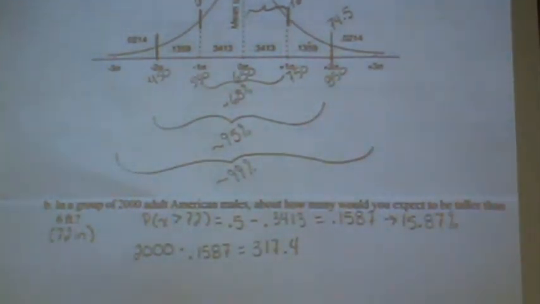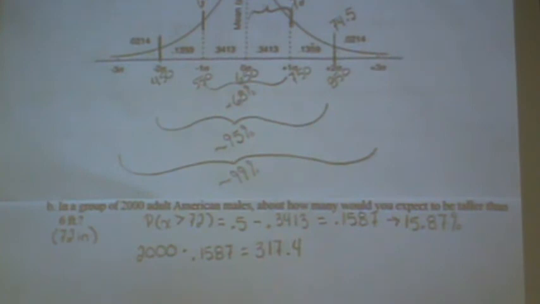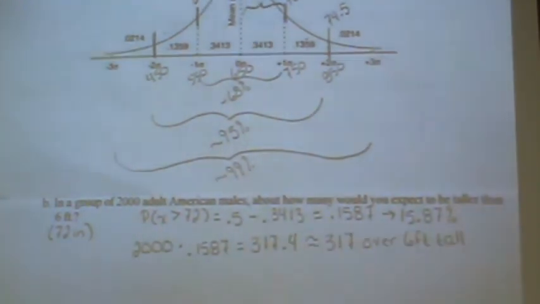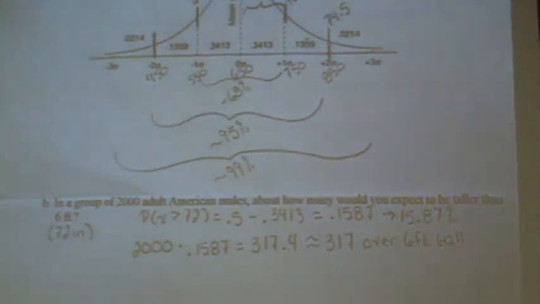Now again, we want to know the total number of adult males. So we want to get a whole number answer because you can't have 0.4 of a person. So we're going to round this answer again. So you're going to get approximately 317. So approximately 317 adult American males are over 6 feet tall out of your 2,000. So you could expect 317 to be taller than 6 feet tall.